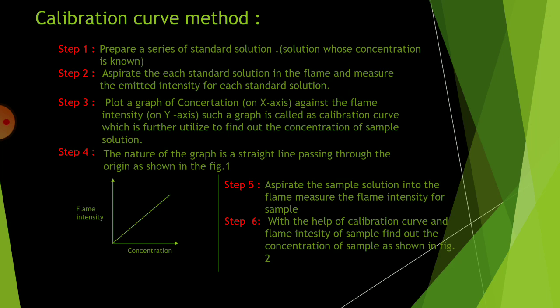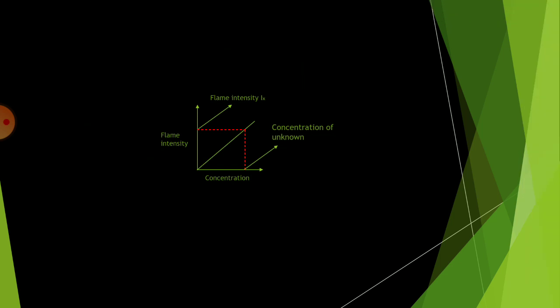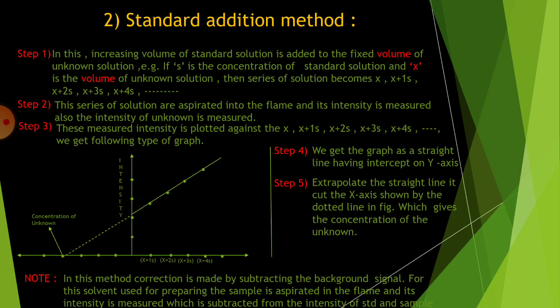Step 5, aspirate the sample solution into the flame and measure the flame intensity for the sample. And step 6, with the help of the calibration curve and the flame intensity of the sample, find out the concentration of the sample as shown in the figure. So with the red dotted line, we can see how the calibration curve can be used for the detection of the concentration of the unknown. The next method is the standard addition method. Now let us discuss the standard addition method in detail.